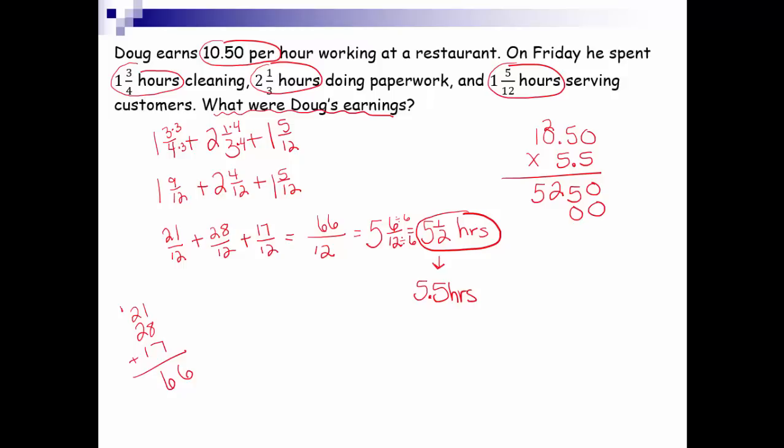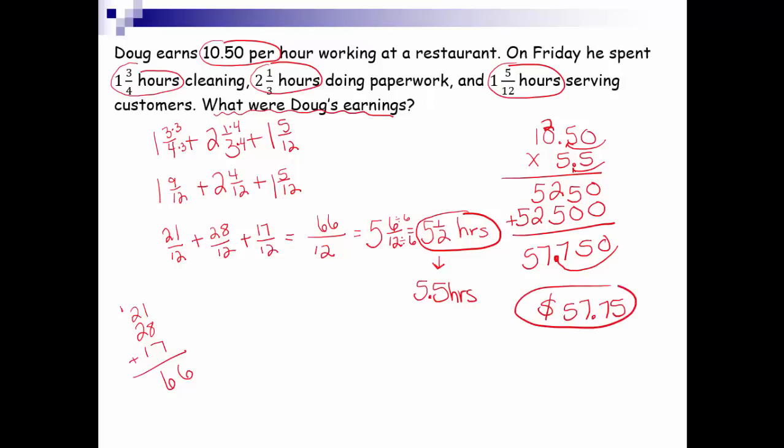5 times 0 is 0. 5 times 5 is 25. Put down a 5, carry a 2. 5 times 0 is 0 plus 2 is 2. 5 times 1 is 5. Just go ahead and add those together. 0, 5, 2 and 5 is 7, 5 and 2 is 7, so 57,750. And then we want to see how many decimal places to move over. This is 2 places, 1 more place, which means we need to move over 3 places. So our final answer is he makes $57.75 for working those 5 1/2 hours. So that's our final answer.